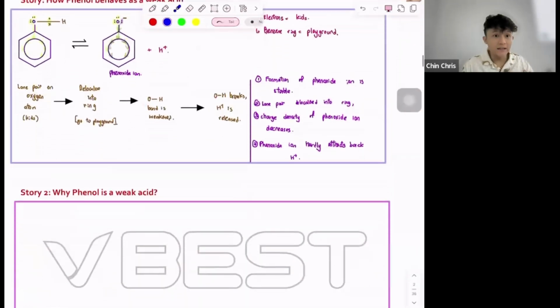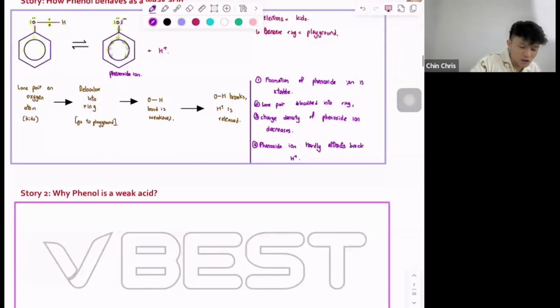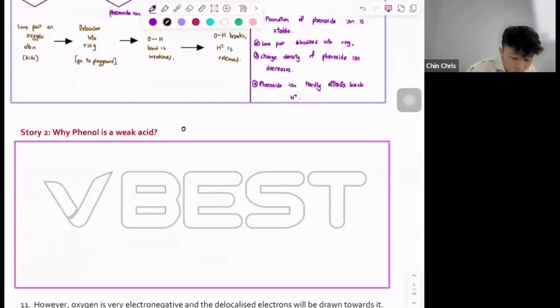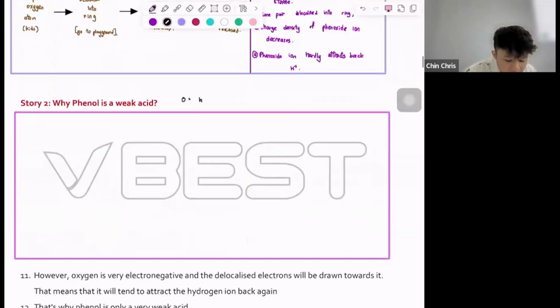How? So guys, why is it so? Because of oxygen. So let's look at oxygen. You see, this oxygen is highly electronegative. You get me? This oxygen is a highly electronegative atom.